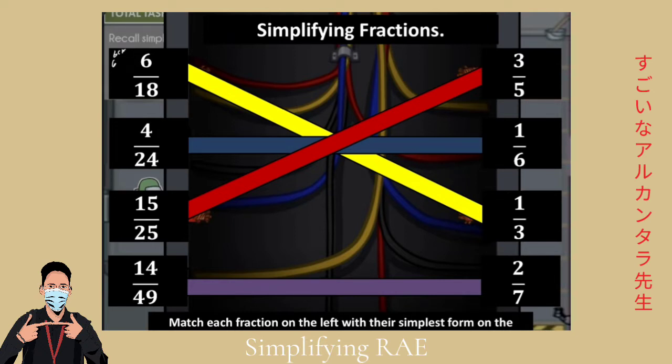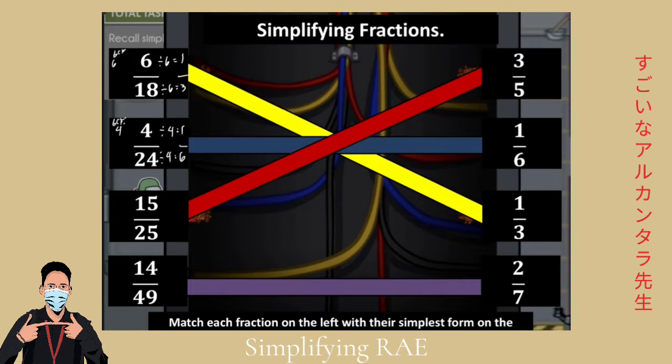So 6 divided by 6 is equal to 1. 18 divided by 6 is equal to 3. So that's why it's 1/3. So that's the concept of simplifying with the GCF. For the second item, the GCF is 4. So 4 divided by 4 is equal to 1. 24 divided by 4 is equal to 6. That's why it's 1 over 6.